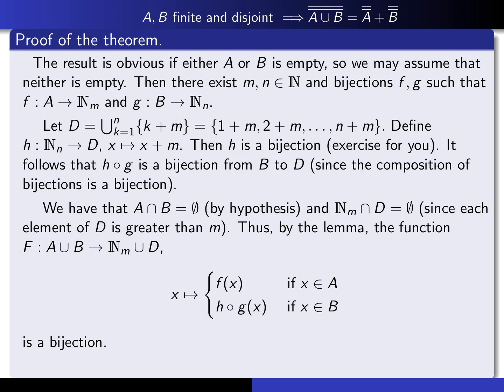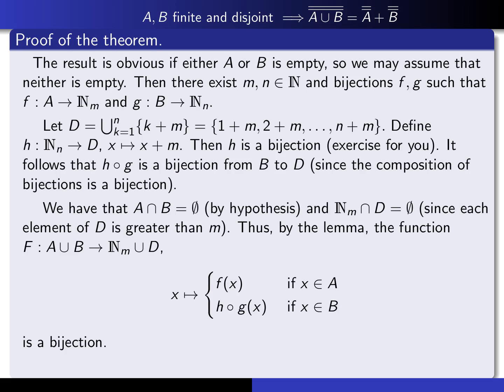So now we're in a position to apply the lemma from the previous page, because we have that A intersect B is assumed to be empty, and N sub m intersect D is also empty, because N sub m runs from 1 up to m, and D starts from m plus 1 and goes higher than that, so they have no elements in common.